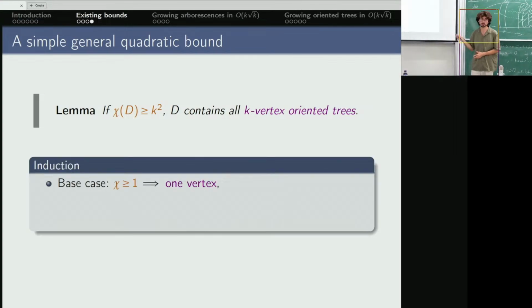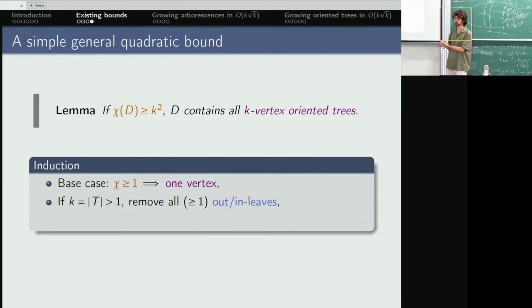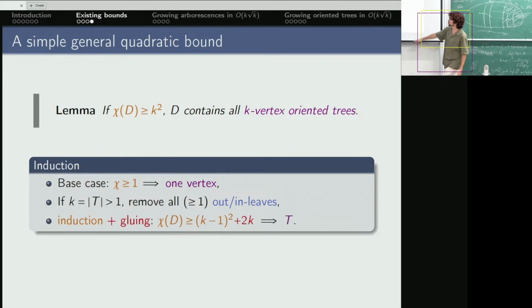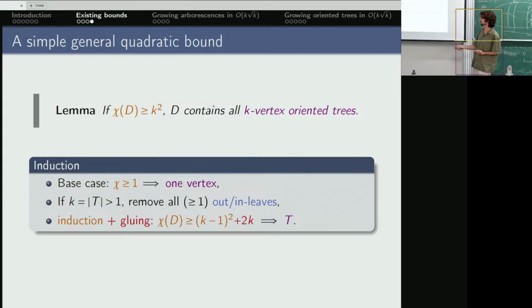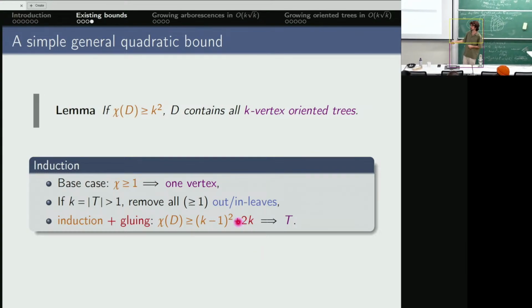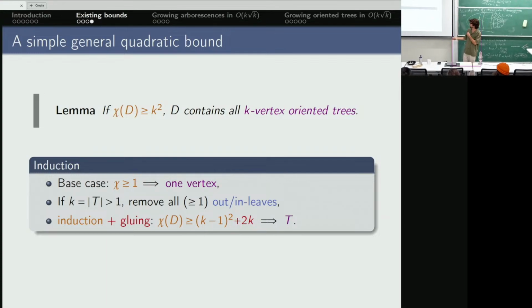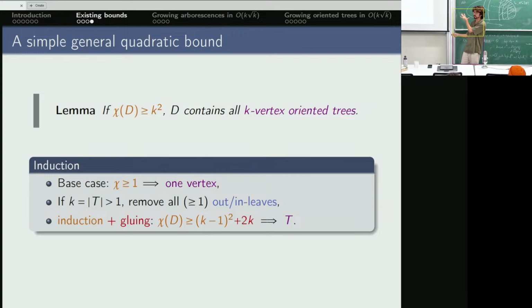What you do is, base case, chromatic number 1, you have one vertex, no worries. If your tree has size more than 1, you remove either all out leaves or all in leaves. This gives you a bound of (k minus 1) squared at least, because you managed to remove something. And then to glue all out leaves or in leaves back, you pay 2k. If you recall the cost, it was 2 times (q plus s), so this is twice the size of the tree.